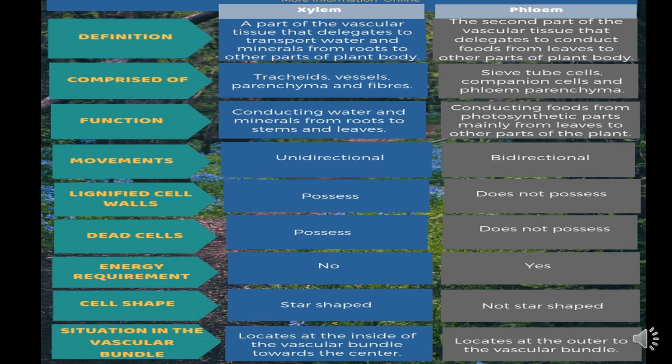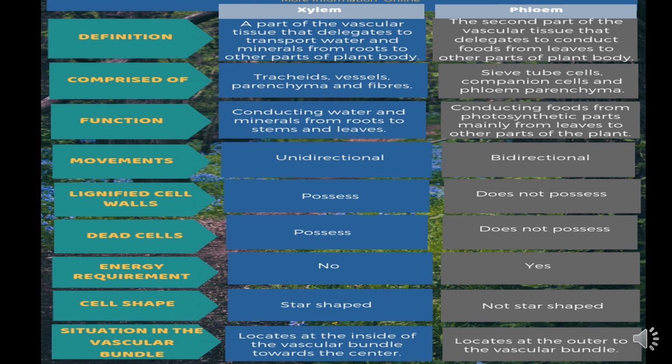Now we will differentiate xylem and phloem. Xylem is a part of the vascular bundle that transports water and minerals from roots to other parts of the body. Whereas phloem is the second part of the vascular bundle that conducts food or nutrients from leaves to other parts of the plant. So xylem transports inorganic materials, whereas phloem is responsible for transporting organic substances. Xylem consists of four components named tracheids, vessels, parenchyma and fibers, whereas phloem consists of sieve tubes, companion cells, phloem parenchyma and phloem fibers.